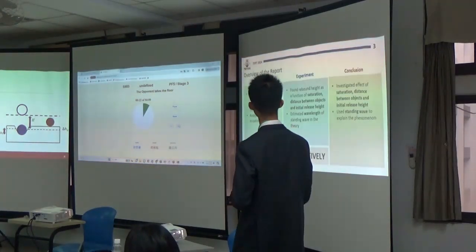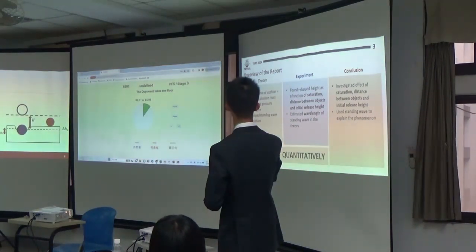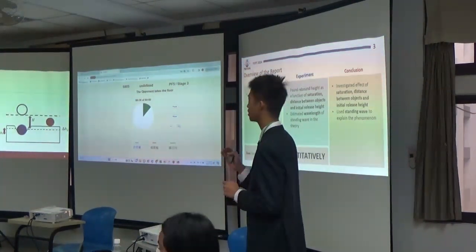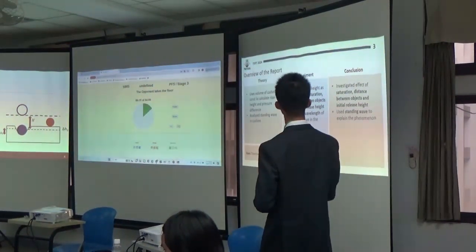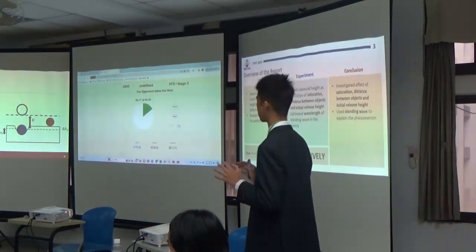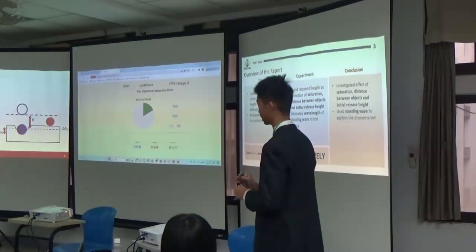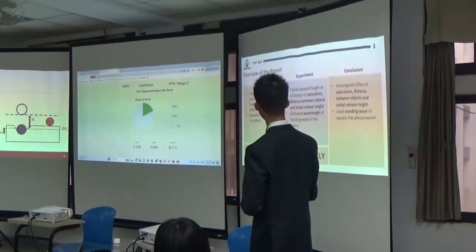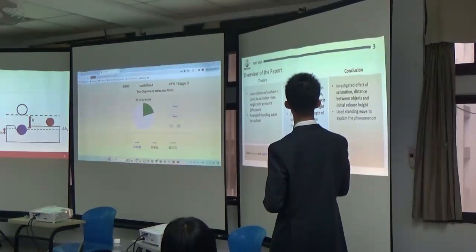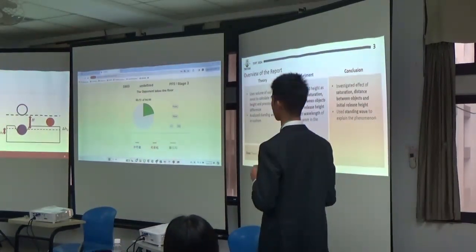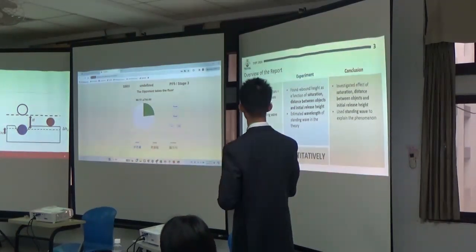So for the overview of the report, the reporter first used that the volume of the cushion is a constant to calculate the rise height and then the pressure wave. And he analyzed the standing wave of the cushion. For the experiment, he found the rebound height as a function of various parameters, such as the saturation, the distance between objects, and initial release height. And also, he estimated the wavelength of the standing wave in the theory. And for the conclusion, he not only investigated these effects, but also used the standing wave theory to explain why the ball is catapulted. And I think the theory and experiment agree quantitatively.